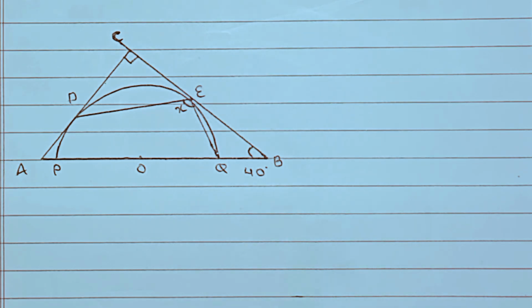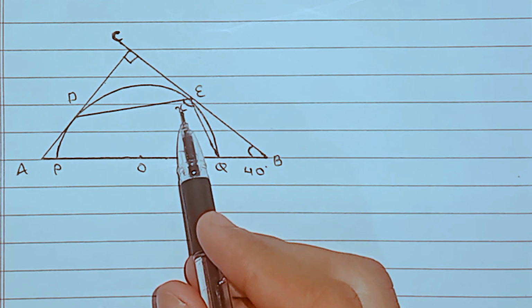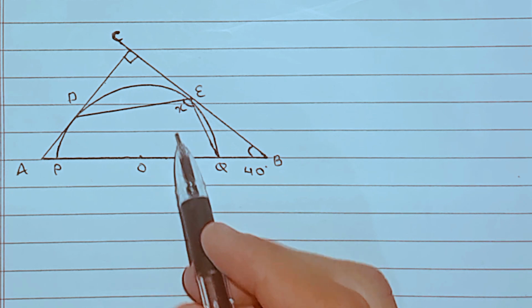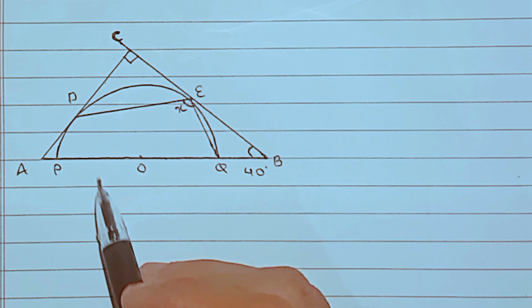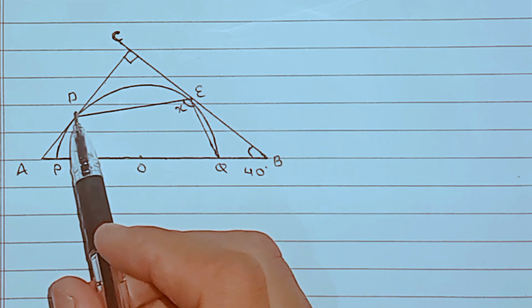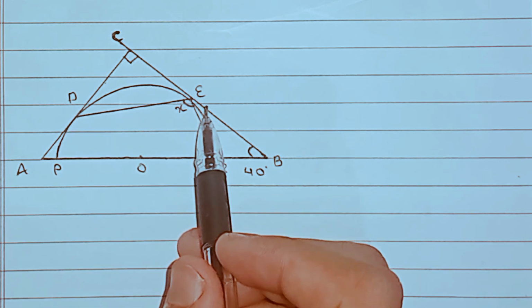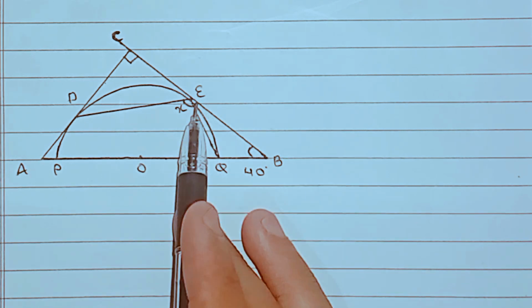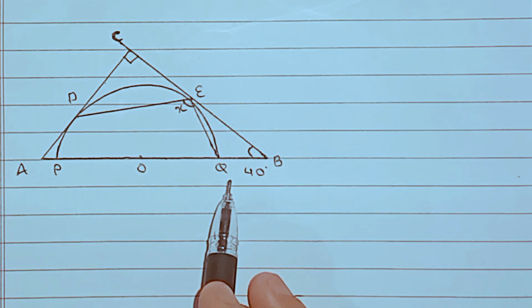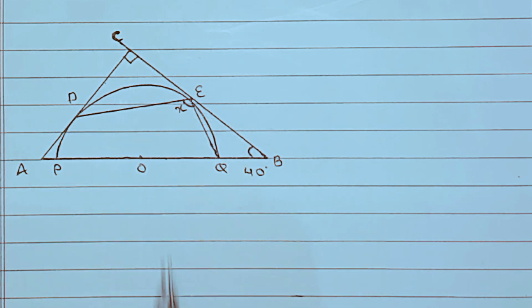Mr. Pi, can you find the value of x? Pause the video and try for yourself in 3, 2, 1. We have a semicircle standing on the diameter PQ where O is the center of the semicircle. We have D and E, 2 points of contact for tangents AC and CB respectively. We have angle EBA to be 40 degrees and angle ACB to be 90 degrees.